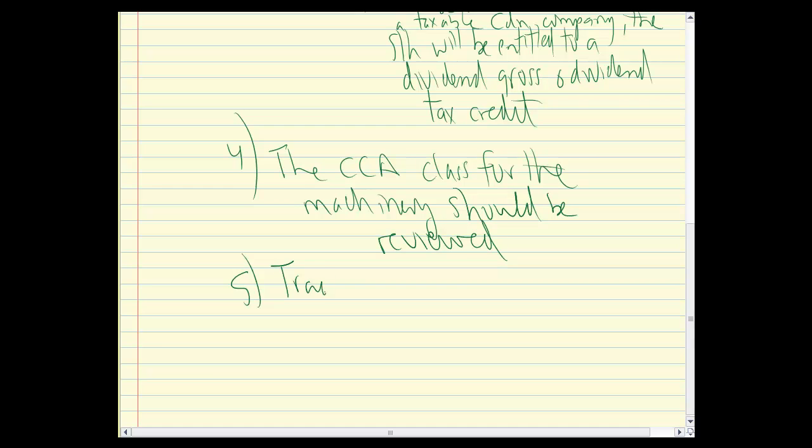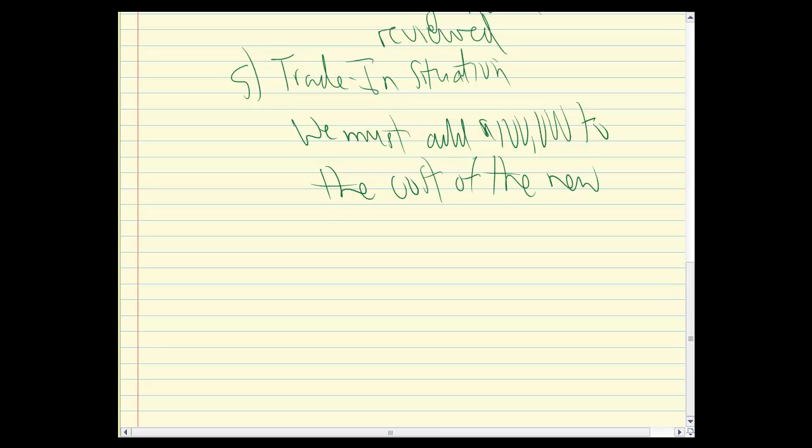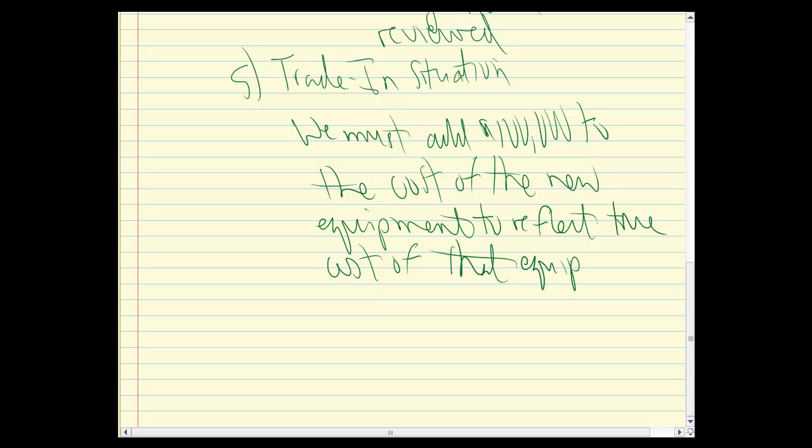So, trade-in situation. All we're going to say there is we must add $100,000 to the cost of the new equipment to reflect the true cost of that equipment. Okay? Agree? So basically, we need to say that the new equipment cost is $250. Is that it? I don't know what's the other side of that equation.